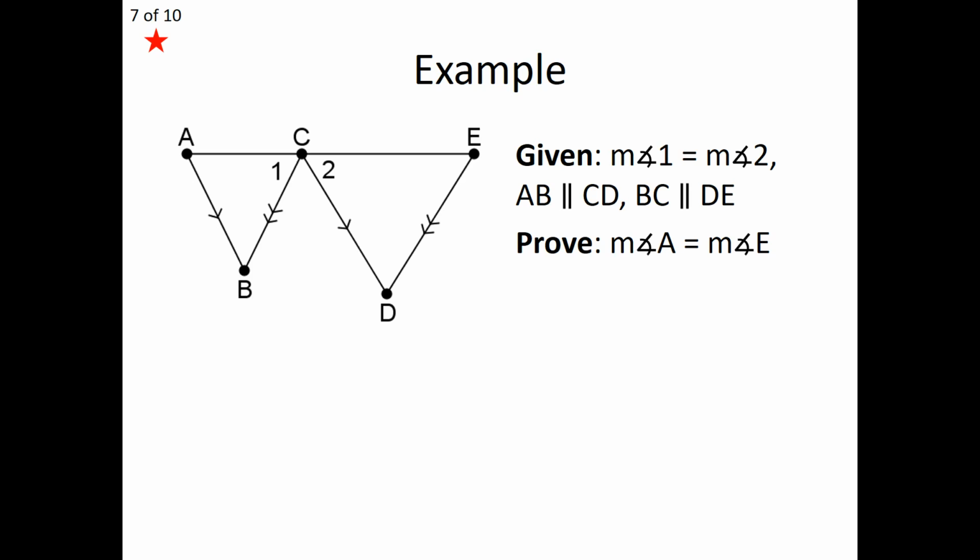Well, if we take a look at this diagram here, we're given that the measure of angle 1 and the measure of angle 2 are equal to each other. We're also given that AB and CD are parallel, and that BC and DE are parallel. And you'll note that those are already marked in the diagram.